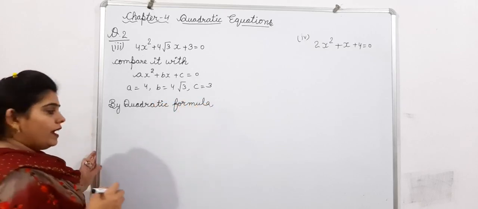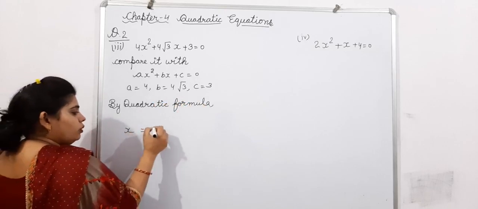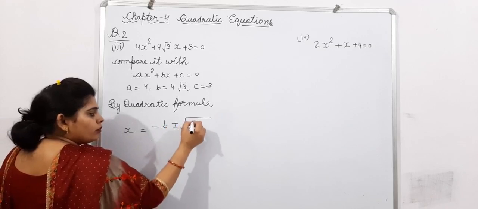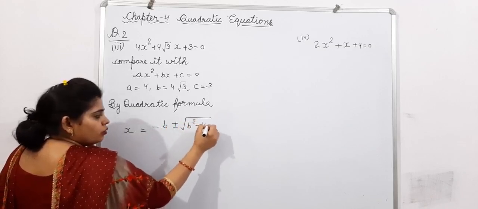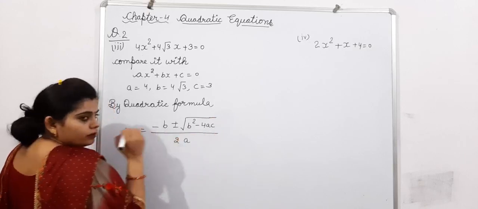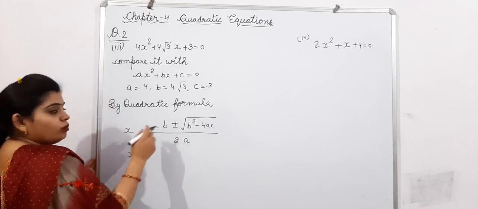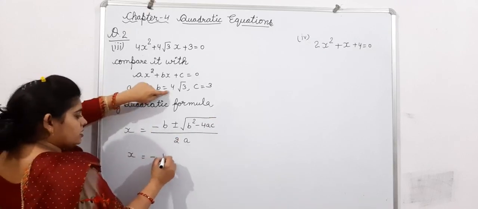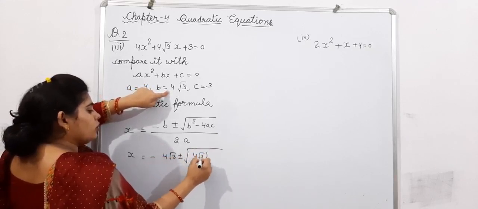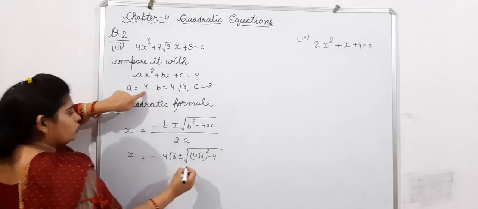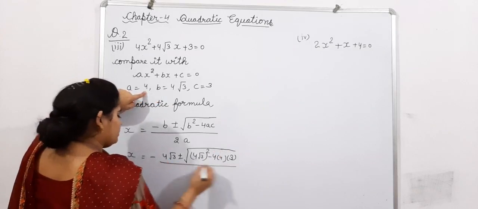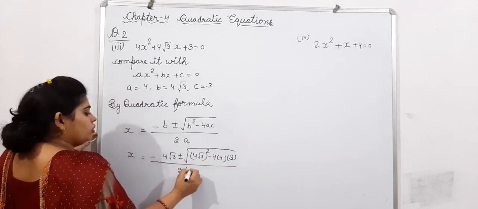we have to find the value of x, and what is the quadratic formula? X will be equal to minus b plus minus square root of b square minus 4ac divided by 2a. Then x will be equal to, putting these values, minus of b is 4 root 3 plus minus square root of 4 root 3 whole square minus 4 into a means 4, c means 3, divided by 2a, 2a means 2 into 4.